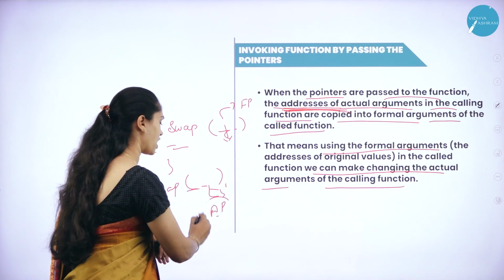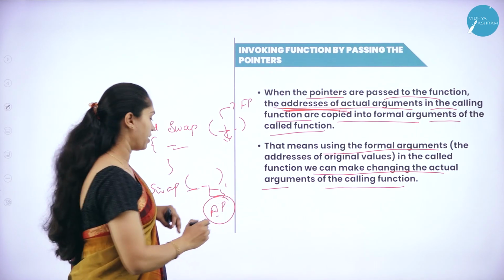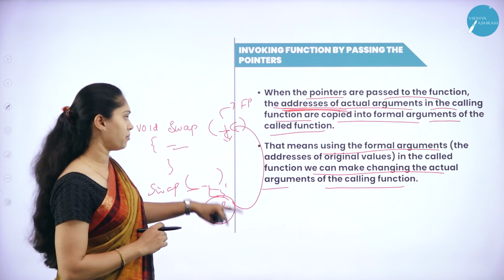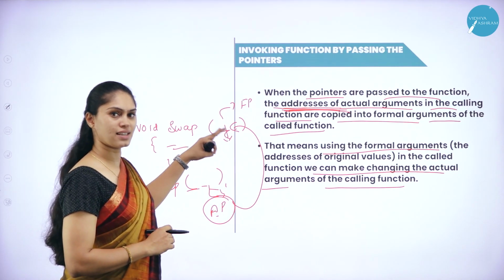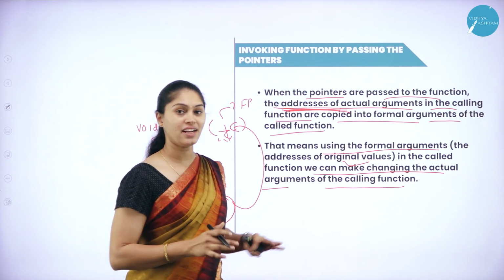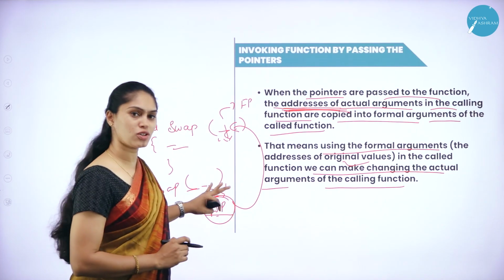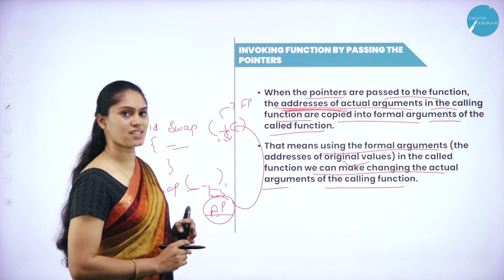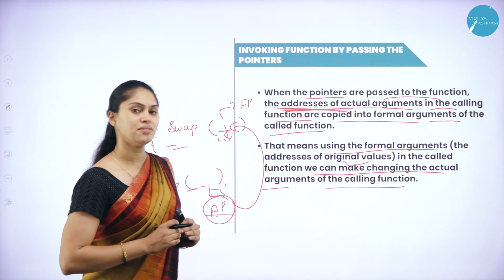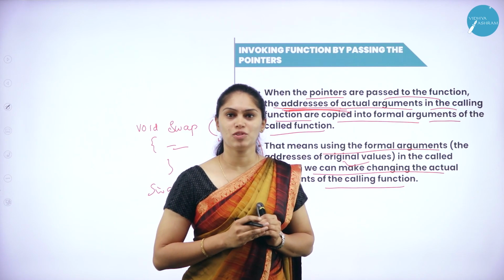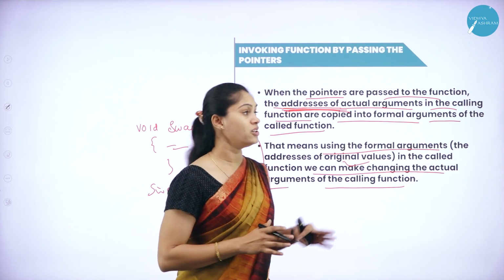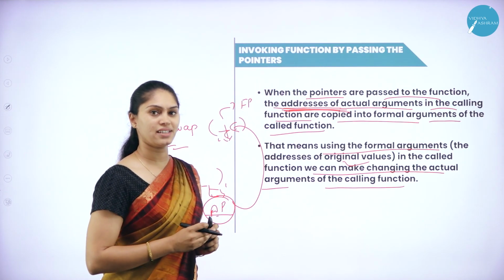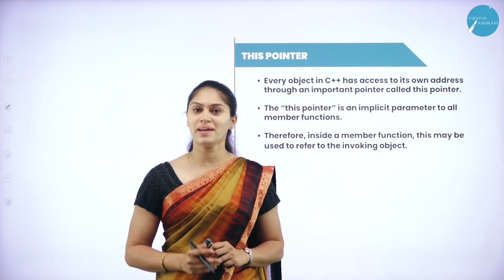What it means is, from the actual parameters, I am going to send the original value to the formal parameter. I am going to copy the content or the value of the actual parameter to the formal parameter which resides in the called function, so that if any changes have to take place, I can easily make them because I am sending the original value to the formal parameter. So this is how invoking the function can take place by making use of the pass by pointer method.